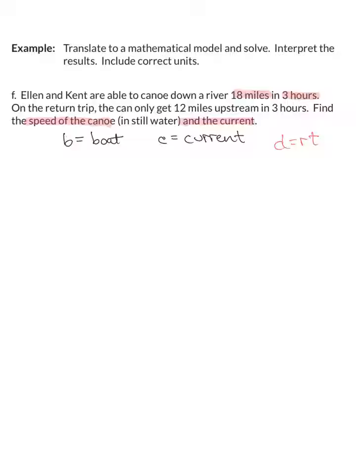Okay, so now we have our distance formula, and we're going to be looking at two different equations again. My first equation is, let's look at downstream. So downstream, we have our distance is 18. We'll come back to the rate, but we do have that t is equal to 3. Remember that t is our time. We also have upstream.